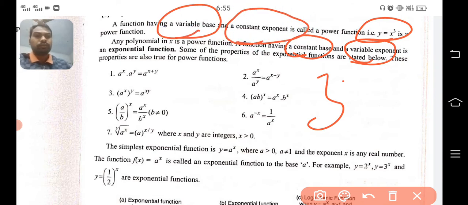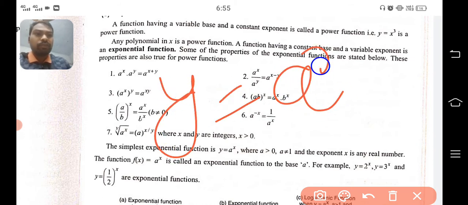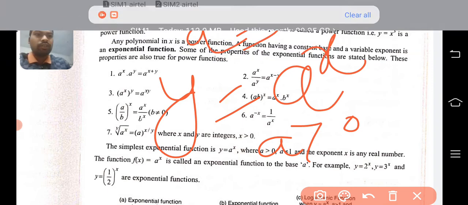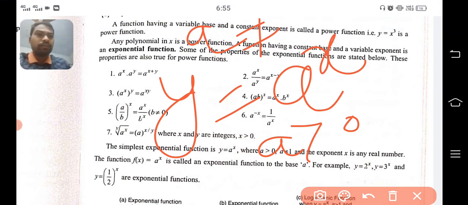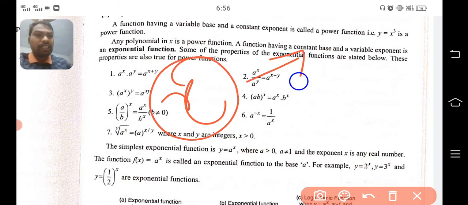Clear? But the simplest exponential function, so what is the simplest exponential function? We can say y is equal to a to the power x, where a is positive and a is not equal to 1. Clear? And the exponent x is any real number. And what is that exponent? That exponent can be any real number.